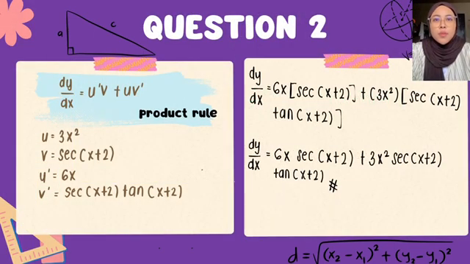Then I apply the product rule, which is dy over dx equal to u prime v plus u v prime. It will be 6x secant (x plus 2) plus 3x squared secant (x plus 2) tangent (x plus 2). Therefore, the final answer is dy over dx equal to 6x secant (x plus 2) plus 3x squared secant (x plus 2) tangent (x plus 2).